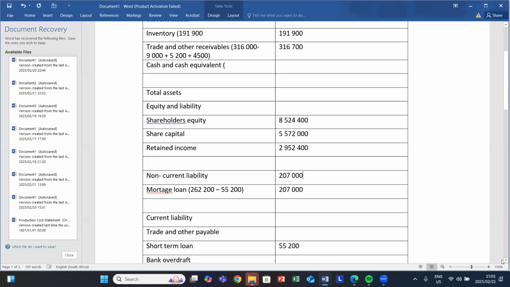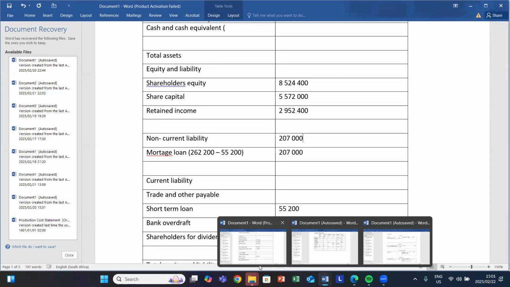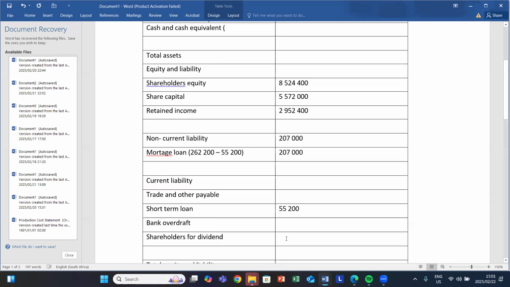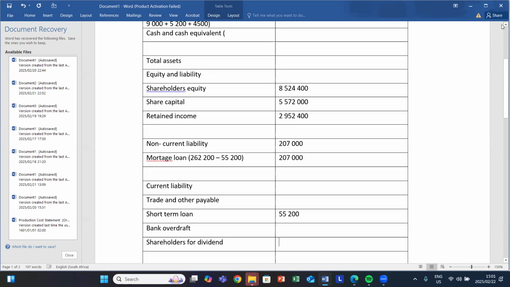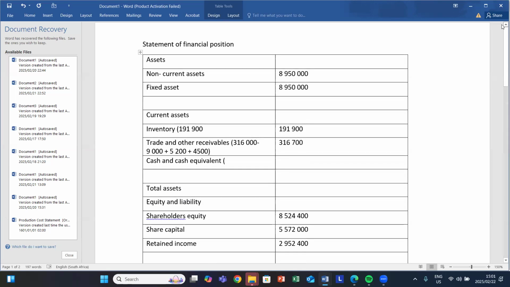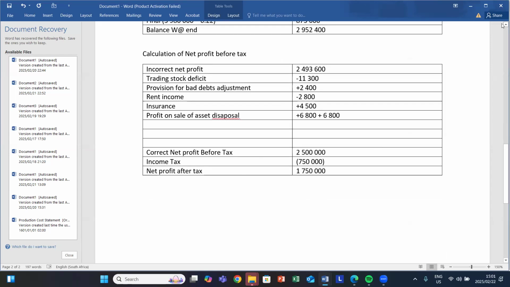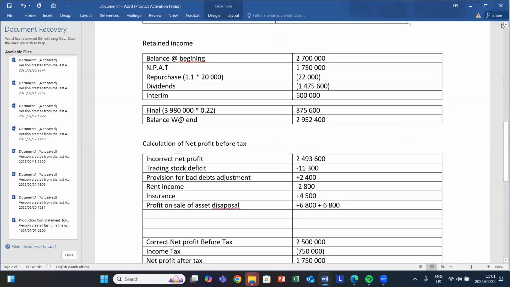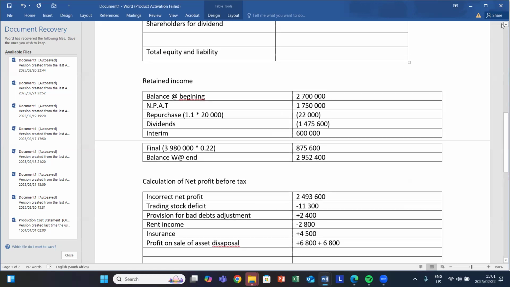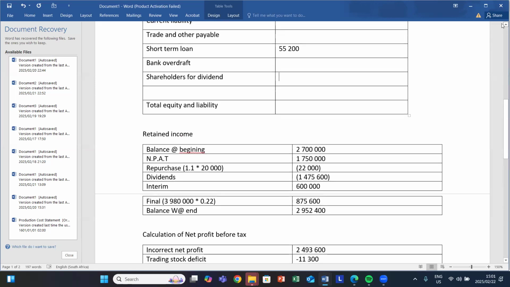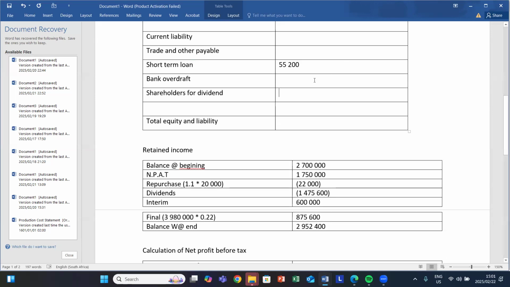And then let us go to our current liability. Shareholders for dividends, you say that this is our final dividends, right? Let's check our final dividends amount in our retained income. Our final dividend was 875,600. Final dividends 875,600.